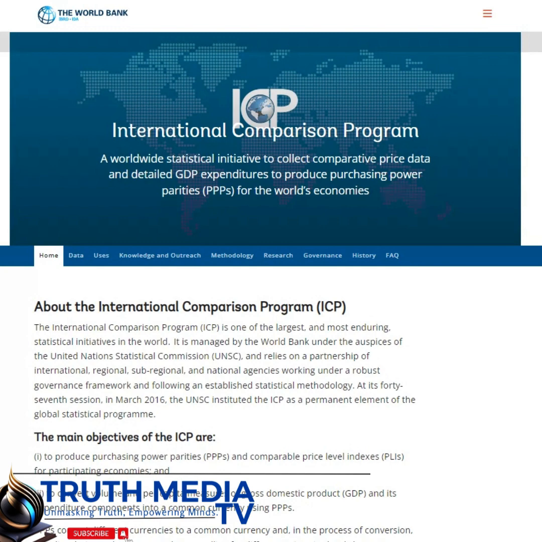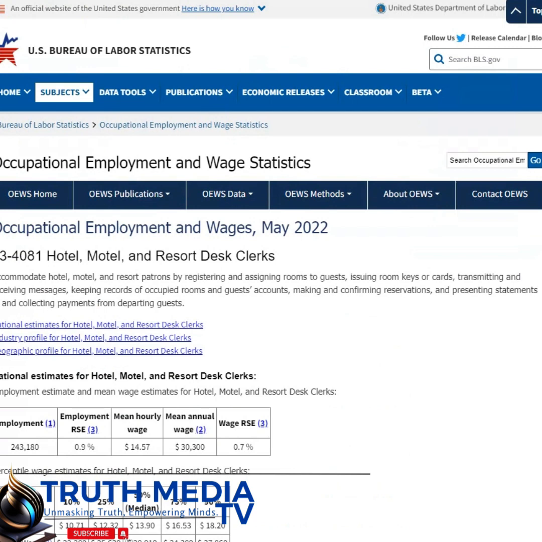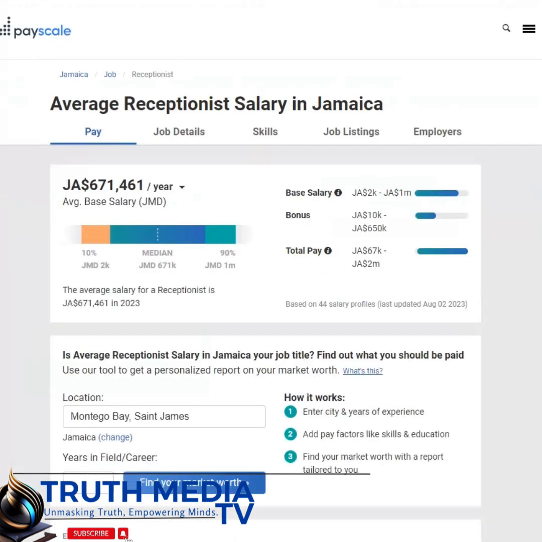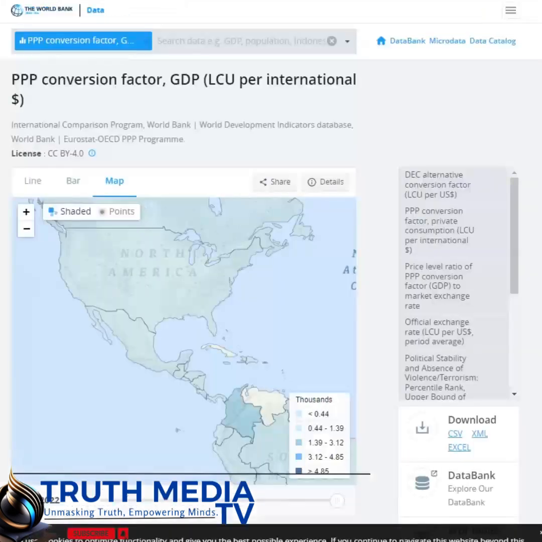So we will use statistics from the World Bank, the Bureau of Labor Statistics in the United States of America, and we will also use Glassdoor and Payscale for our data. First of all, we're going to look at purchasing power parity in the United States of America and Jamaica. We're doing this because the US dollar is the reserve currency, and it is used all over the world. It plays an important part in international trade. So that is why we're using the United States of America as the benchmark for our comparison.